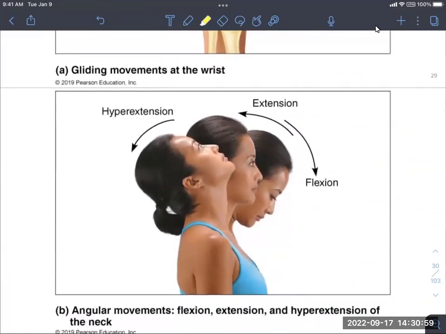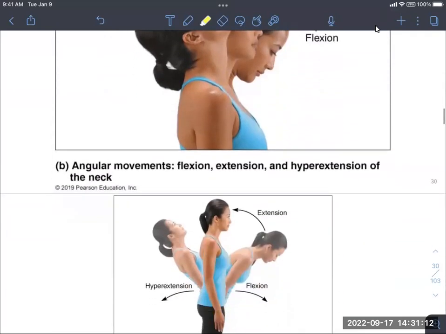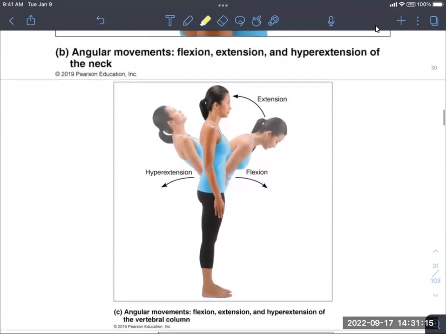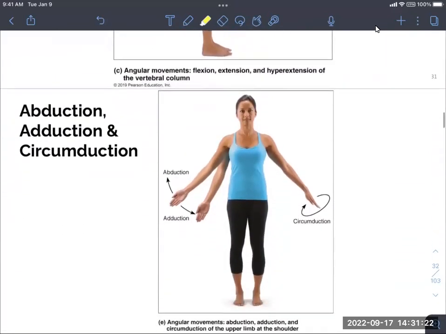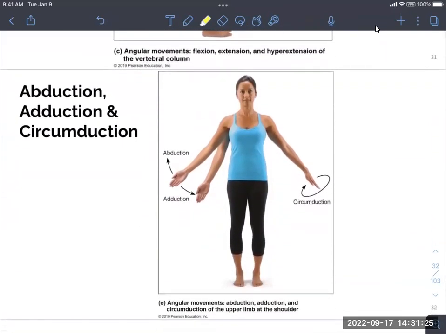So flexion, I said, is either bending forward or even looking down. Extension is bringing your head back. Hyperextension, especially of your neck, is bending your head back as far as it can go. Here is flexion, extension, and hyperextension of someone standing. As I said, abduction takes your arm straight out to the side away from the body, while adduction brings it back down. Circumduction is moving your arm or your leg in a circle.